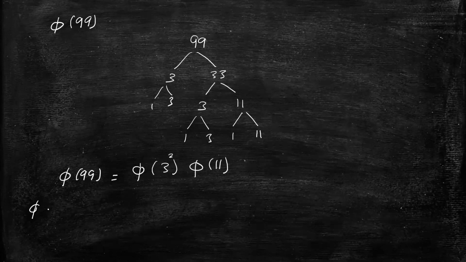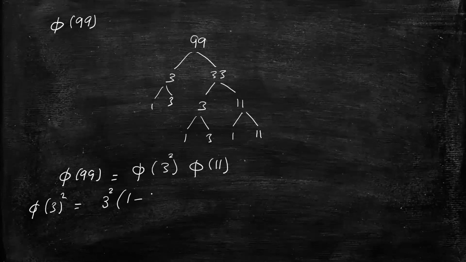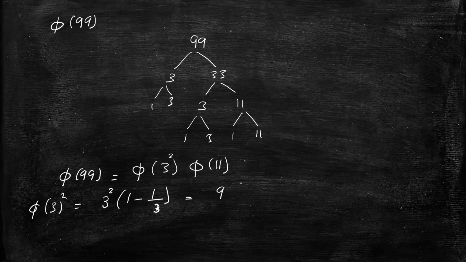So let's start with calculating the phi of 3 squared. Remember the formula we used earlier. It's going to be 3 is the n, so we're going to say n squared, or 3 squared, times 1 minus 1 over p, where p, in this case, is just 3. Okay? And that's going to be 9 times 1 minus 1/3, and that's just going to be 9 times 2/3, which is going to be 6.